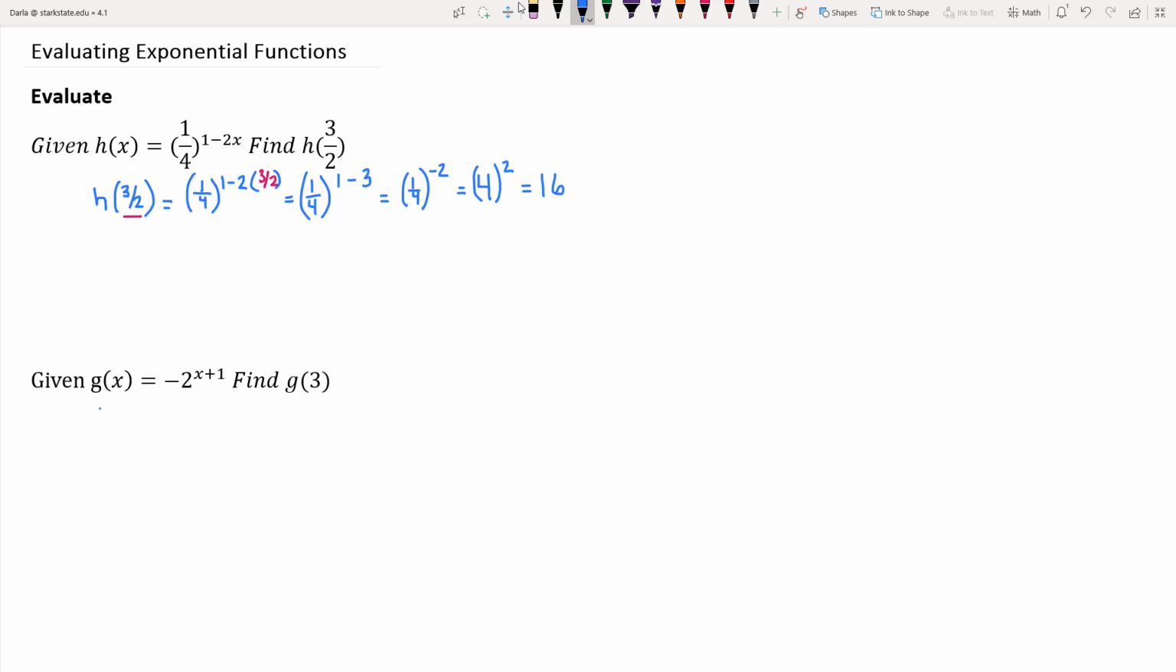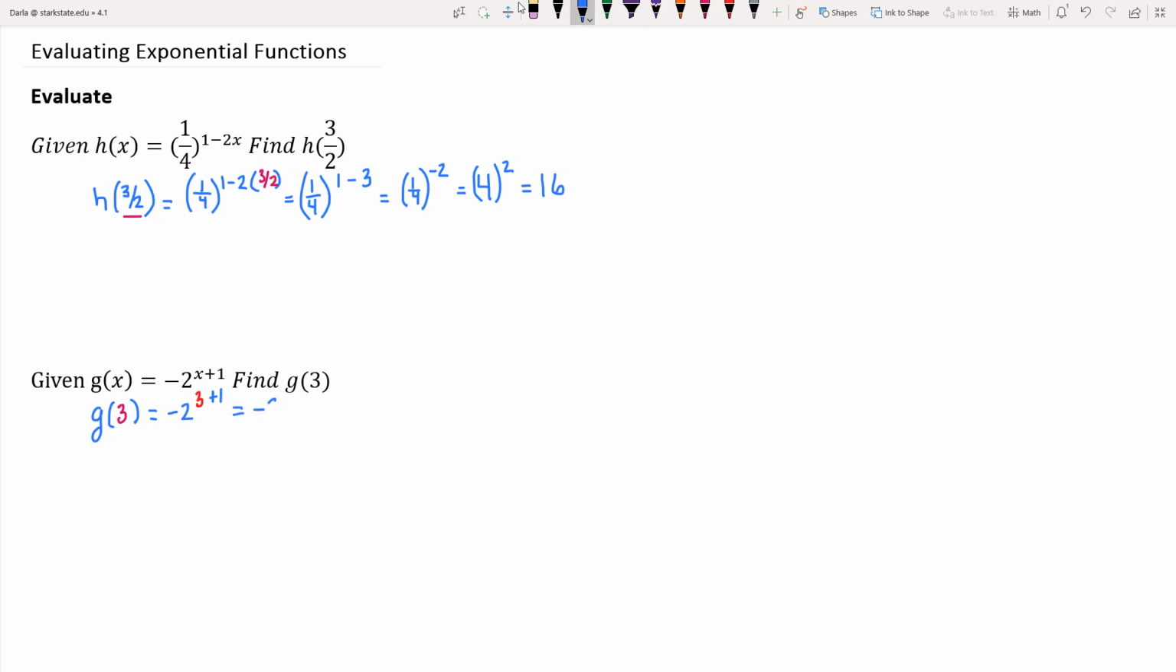If you want to evaluate g of x equals -2 to the x plus 1, you're going to go ahead and take your g and evaluate it at your 3. So I'm going to change that color just so you can kind of see that that's who we're evaluating at. And then we have -2 to the 3 plus 1. So where there was an x, replace it with 3.